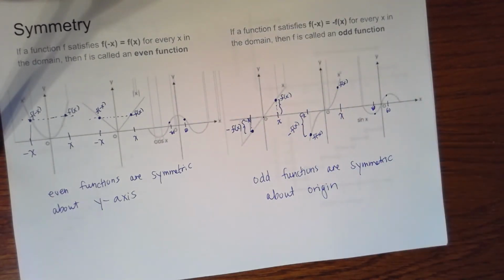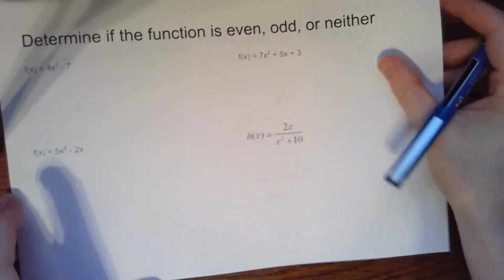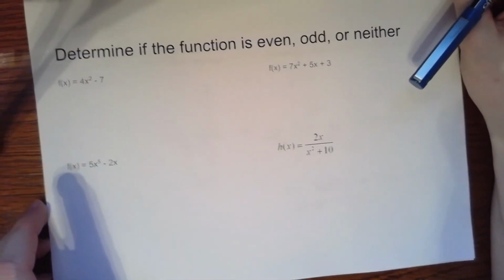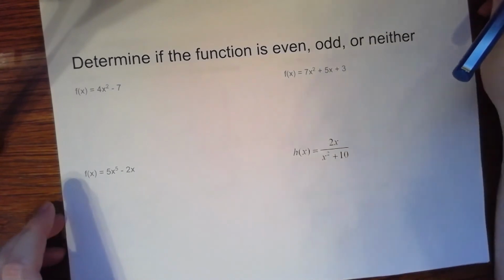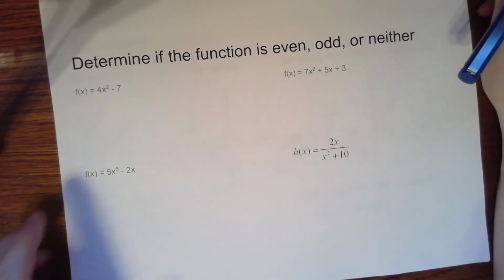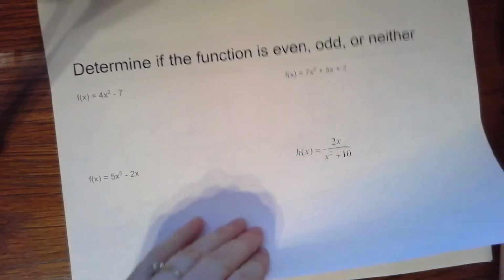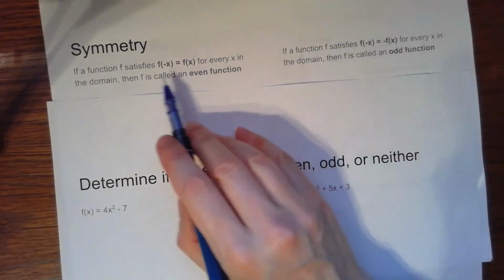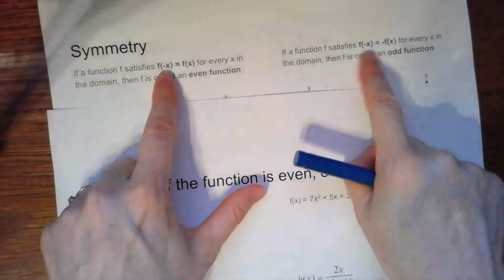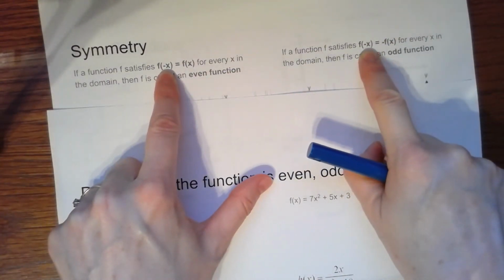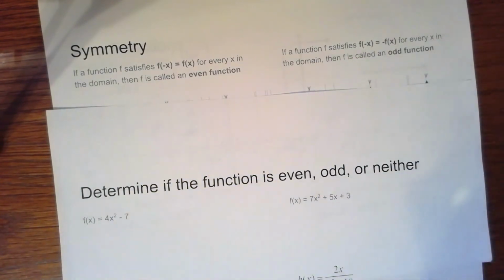So let's look at a few examples of these, and we want to decide if these are even functions, odd functions, or neither. We're going to go to our definition. Remember, even functions will have to satisfy this. Odd functions have to satisfy this. In either case, we want to look at f of negative x and see how that compares to the original function f of x.